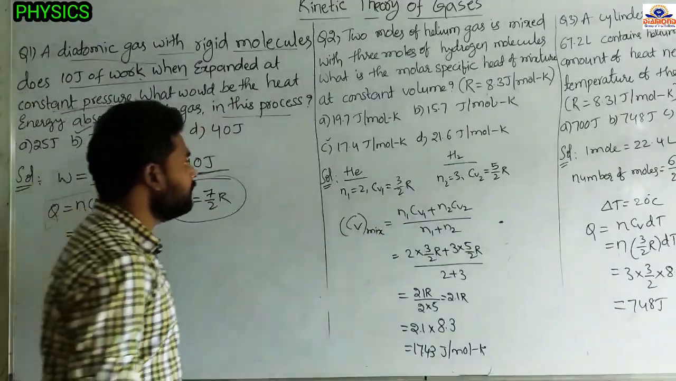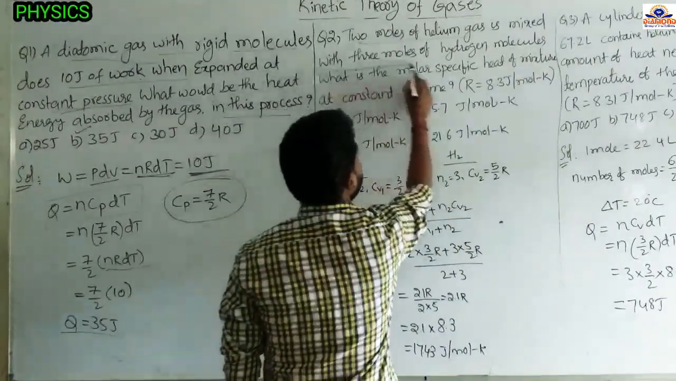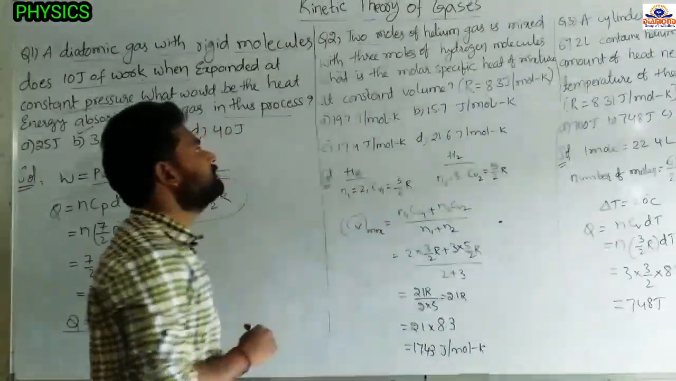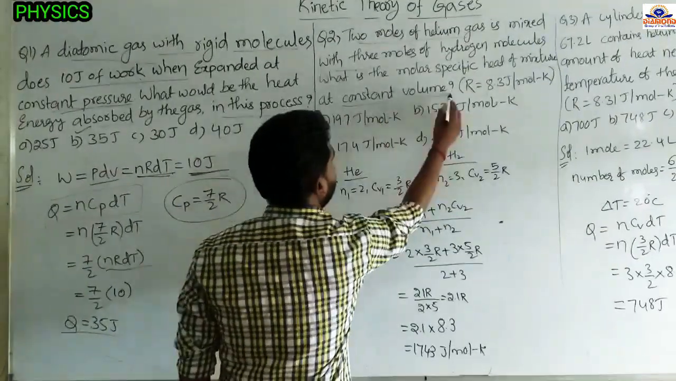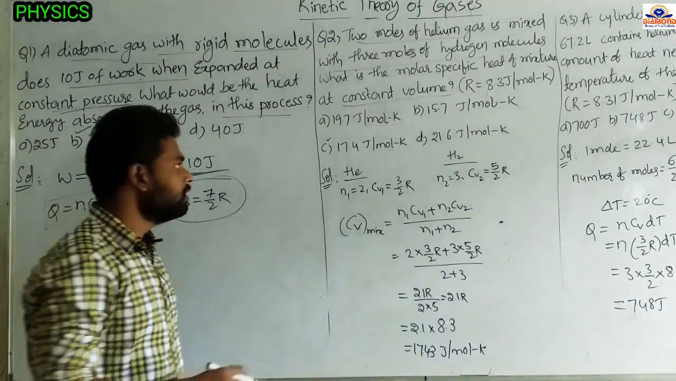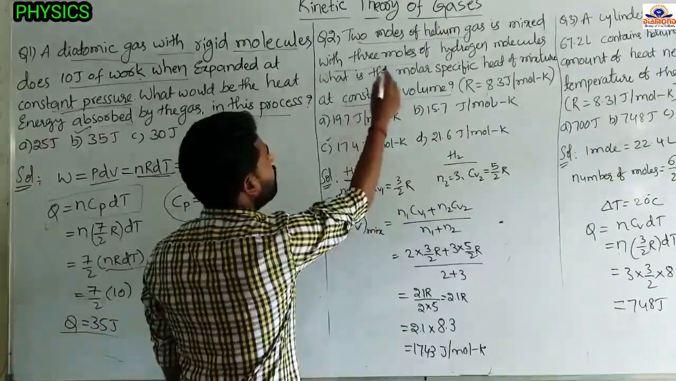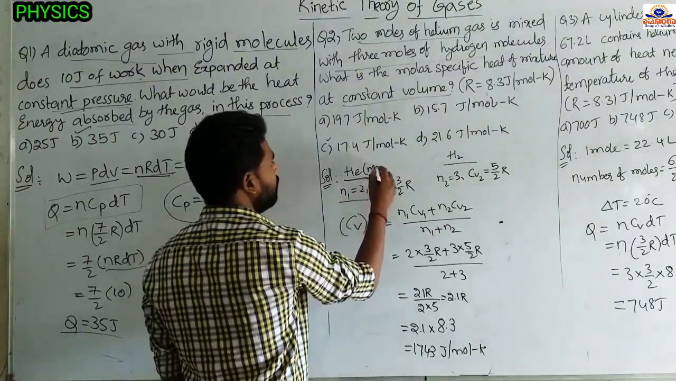Next, see the next question. 2 moles of helium gas is mixed with 3 moles of hydrogen molecules. What is the molar specific heat of the mixture at constant volume? First, what is the data given? Helium gas, 2 moles, and helium is a monoatomic gas.